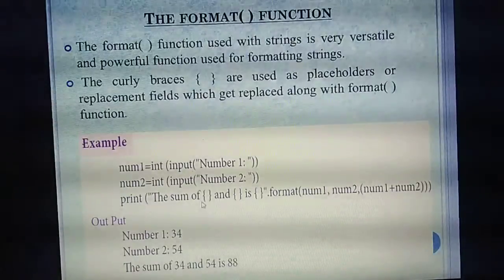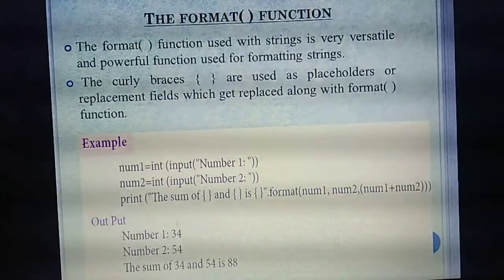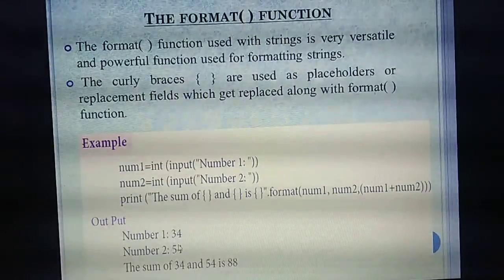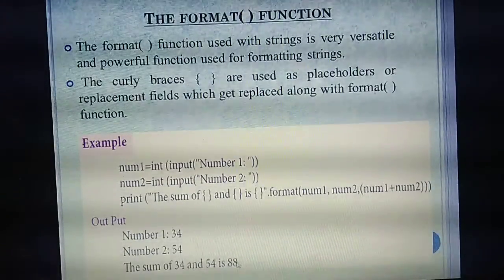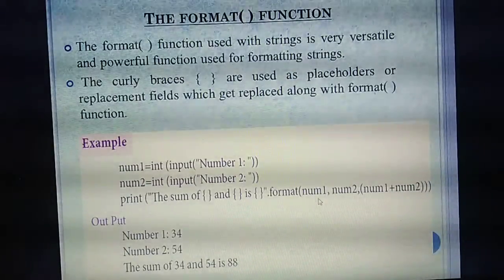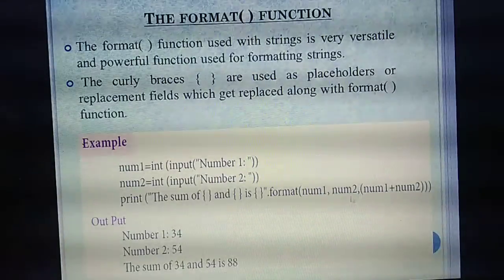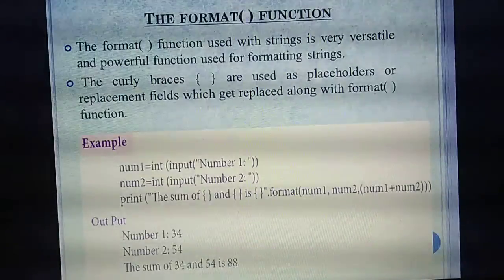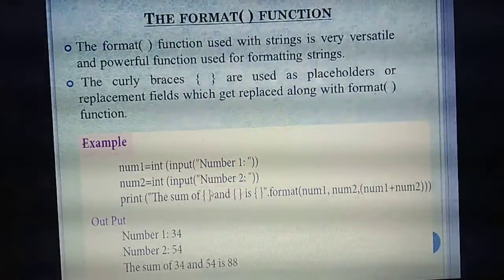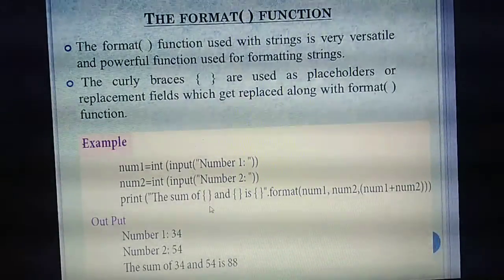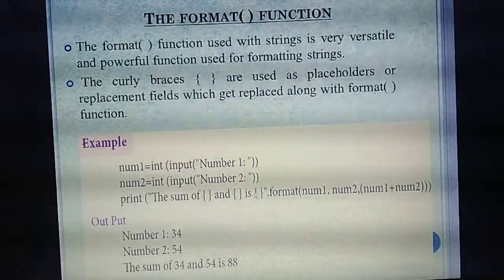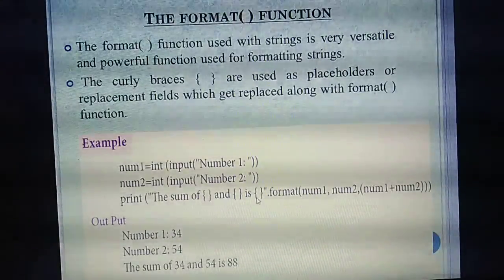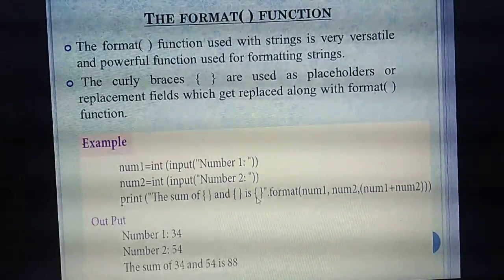So what output will you get? Number 1, you need to enter the first number. Then number 2, you need to enter the second number. Two numbers you are entering, and immediately the format function works. Here number 1 is 34, comma, 54. So it will add 34 plus 54, and that result is stored here. The sum of the first number 34 and second number 54 is stored in the curly brace. Understand? This is a very, very important question.